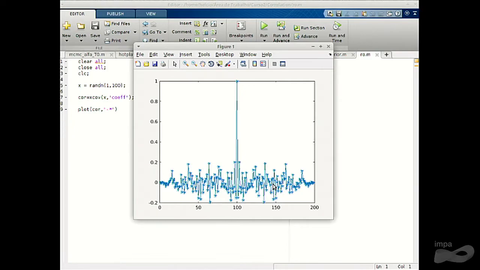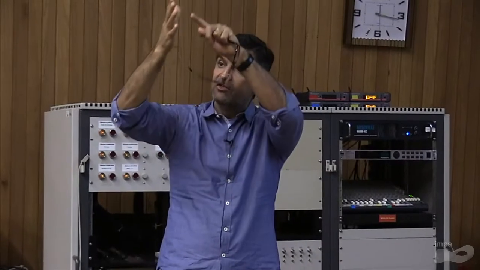Okay, and the way that function computes, it computes the autocovariance function forward but also backwards. That's why it's centered at, we have 100 samples here, so one is centered at 100. Okay? It's centered at 100.